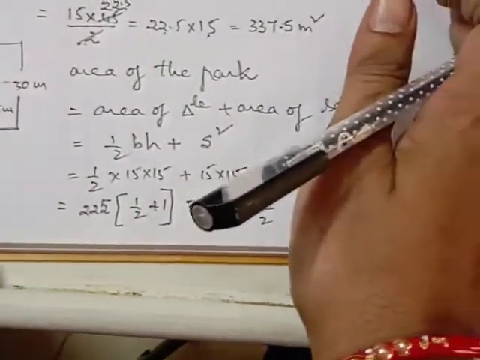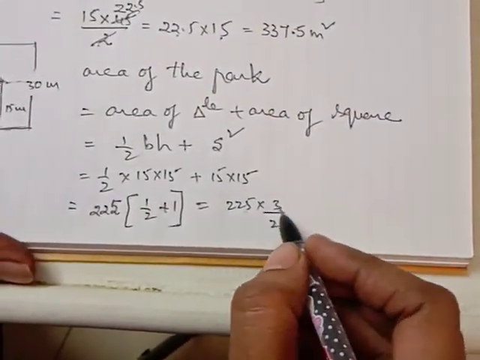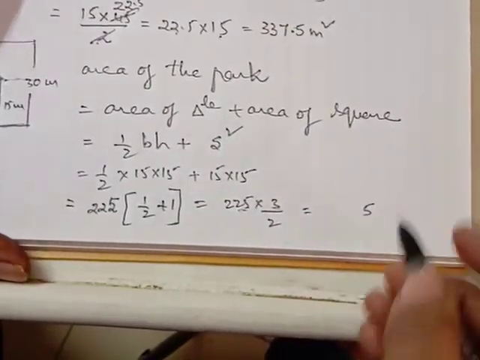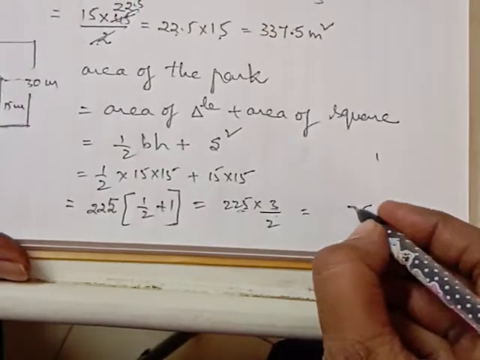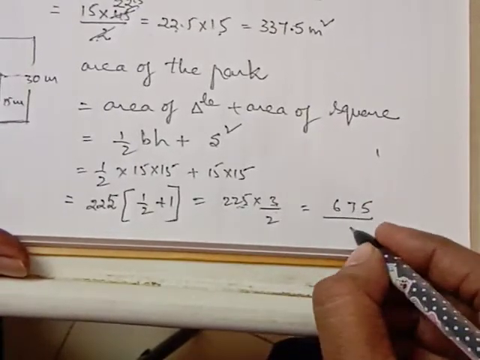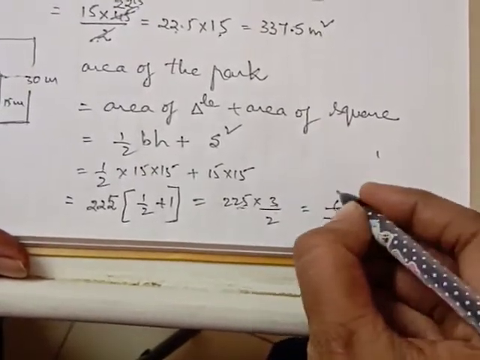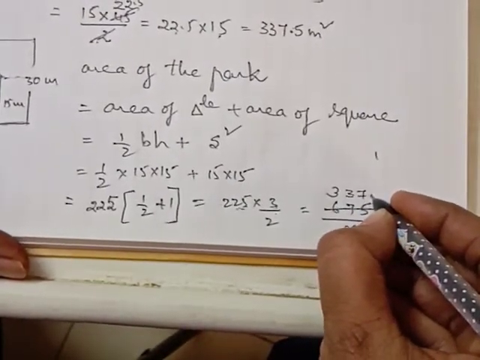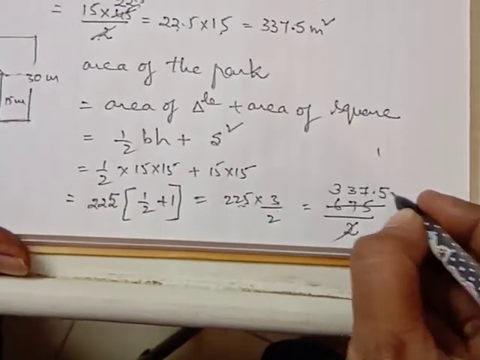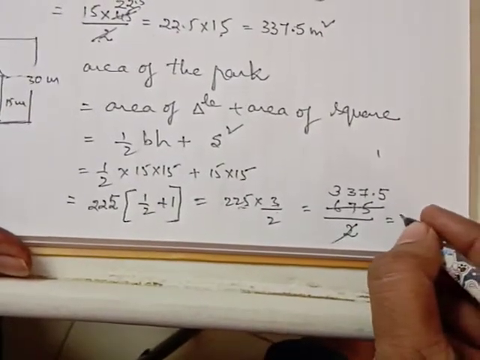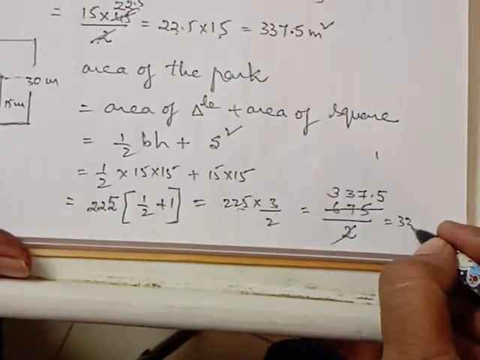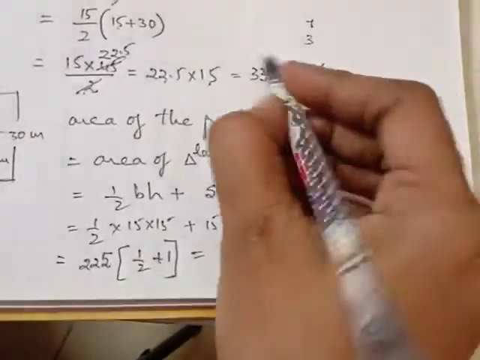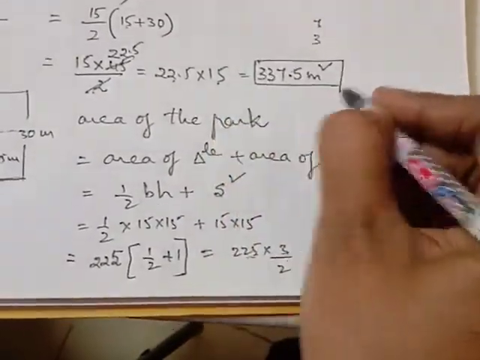Right? Now you can multiply these two. 3 5s are 15, 1 is the carry, 3 2s are 6 plus 1, 7, 3 2s are 6, so 675 by 2. Now you divide by 2. 2 3s are 6, 2 3s are 6, 2 7s are 14, and .5, which is equal to 337.5 meters square. If you observe, in Kavita's method also we got the same area.